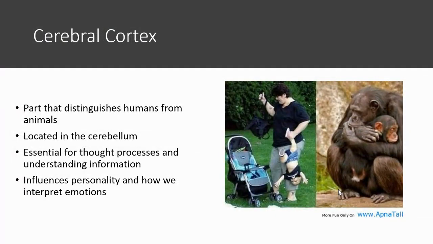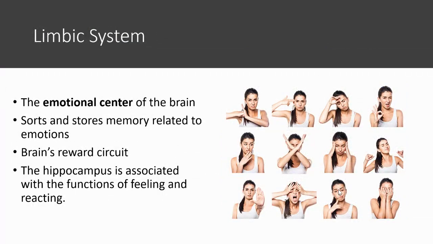Our cerebral cortex is the part that distinguishes humans from animals. It's located in your cerebellum, and it's essential for our thought processes and understanding information. It also plays a role in our personality and how we interpret emotions. Our limbic system is considered to be part of our ancient brain. It stores and sorts memories related to emotions. It also stores our brain's reward circuit. And the hippocampus is also associated with the functions of feelings and reacting.